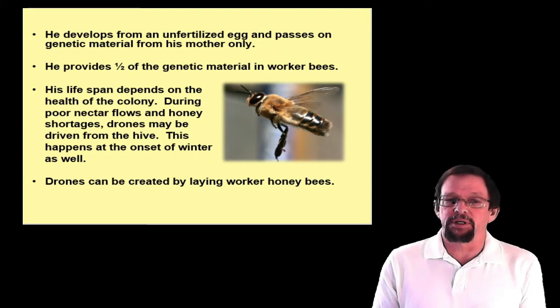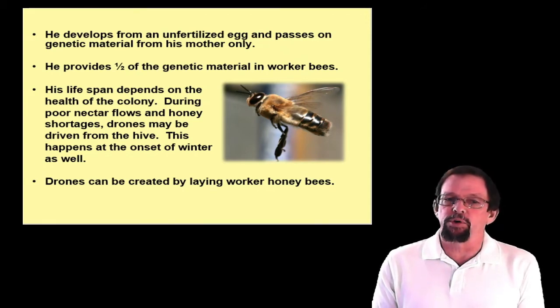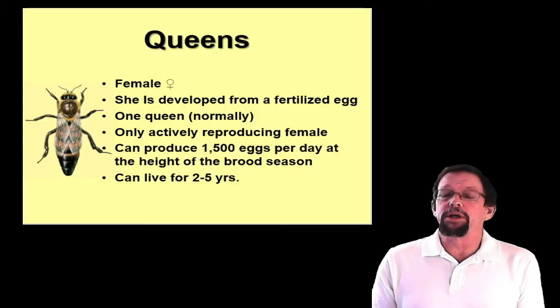He provides half the genetic material in worker bees. His lifespan depends on the health of the colony. During poor nectar flows and honey shortages, drones may be driven from the hive. This also happens on the onset of winter as well. Drones can be created by laying worker honeybees, and we'll get into this scenario again. This is what will happen.